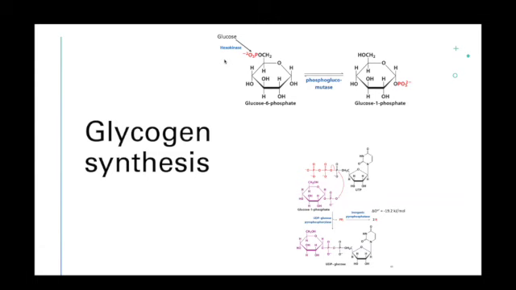However, we need to first activate that building block with UTP, which is kind of similar to ATP. It's also a nucleotide of some sort. And this is an irreversible step because it has a high delta G, a high change in free energy. So our UTP molecule right here gets attached to the phosphate group of glucose 1-phosphate, and then we have our UDP glucose and pyrophosphate gets released in this step.